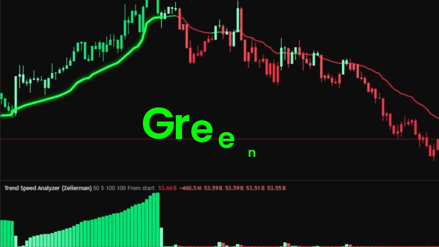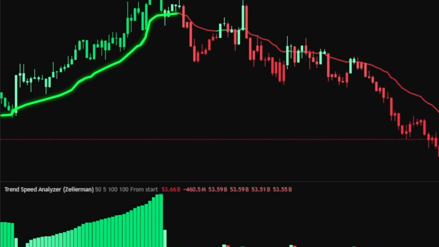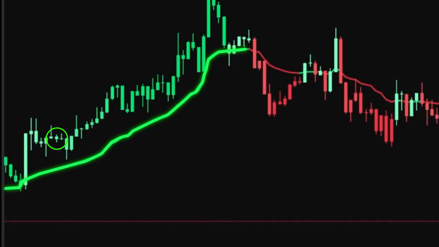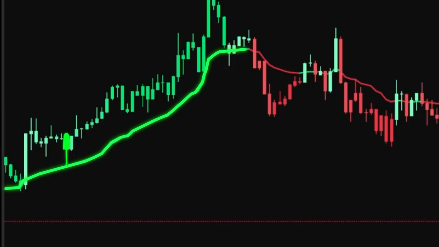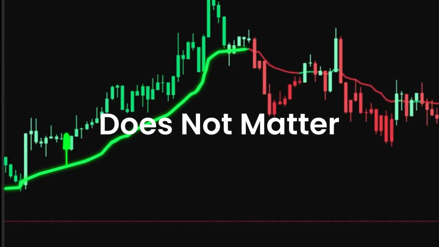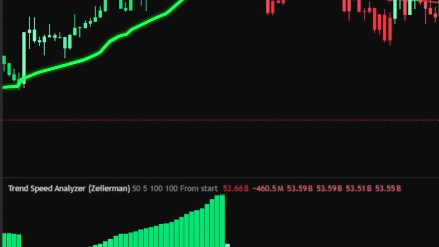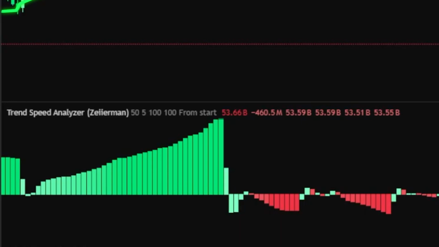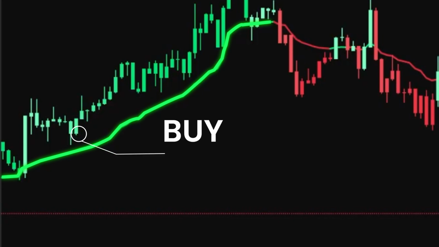They are simple, and there are only a few conditions to check. For a buy trade, start with the line. Is it green? Good. That means the trend is up, and we are looking for buys only. Next, check where price is. It needs to be above the line. Not touching it, not crossing it, above it. Wait for price to come back down and touch the line, the candle body, the shadow. Does not matter. A touch is a touch. Once that happens, look at the histogram. One question, is the bar green? If yes, that is your confirmation. The momentum is there. Next candle opens, you go in.